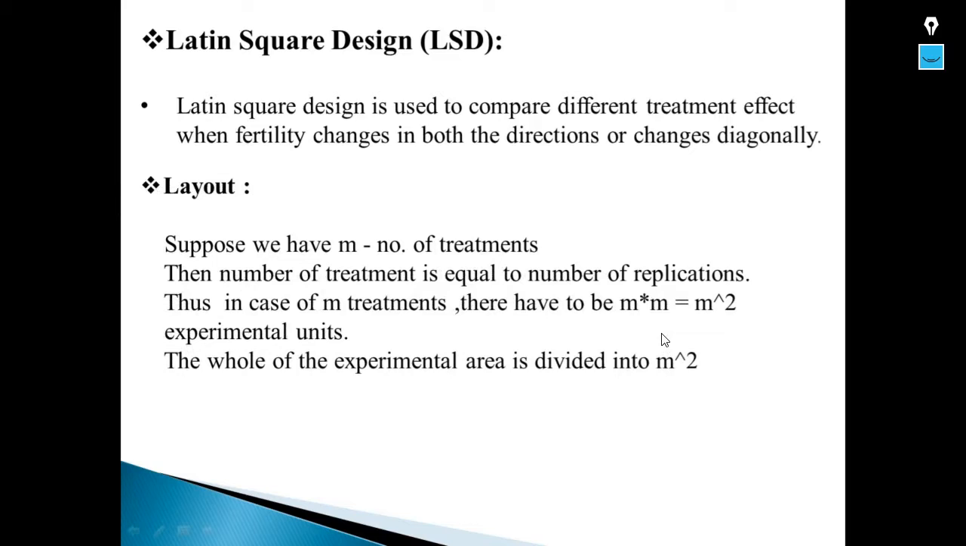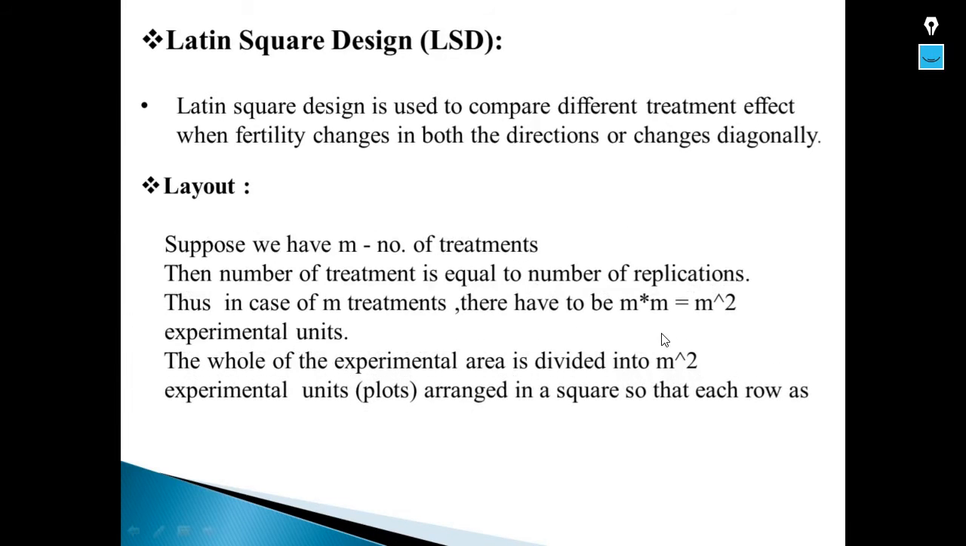So what we do is, our whole experimental area is divided into m square experimental units, and we arrange this in a square. So we get m square experimental units, it means we get one square shaped area. We arrange this area in such a way that each row as well as each column contains m units. So we divide our experimental area in such a way that each row and each column contains m experimental units only, that is plots.